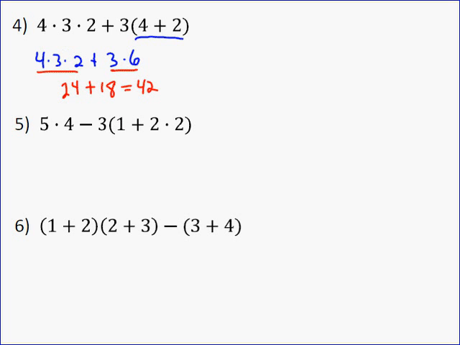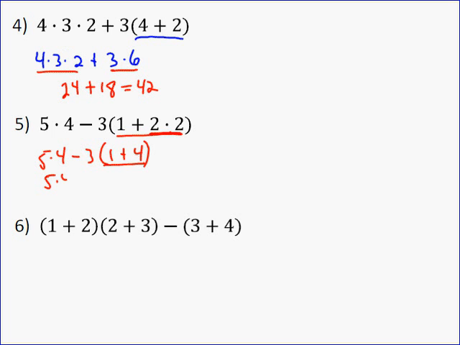Number 5, it's a similar problem. Again, you got to do parentheses first. So we need to take care of 1 plus 2 times 2 first. So 5 times 4 minus 3 times, well, do multiplication before addition inside parentheses. So 1 plus 4. Don't add 1 plus 2 together. Then now you can go back and add those two together.